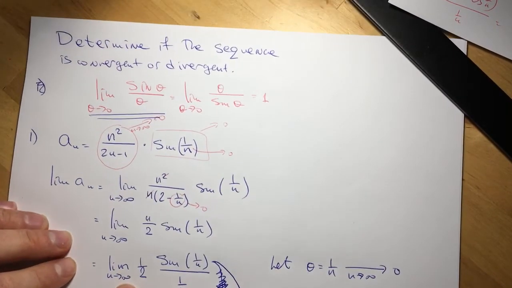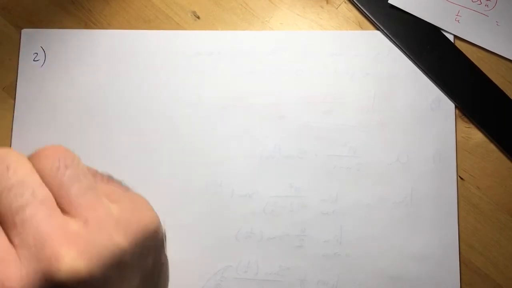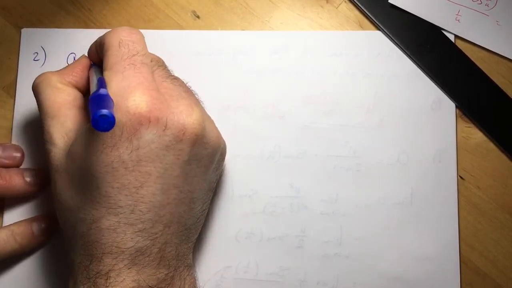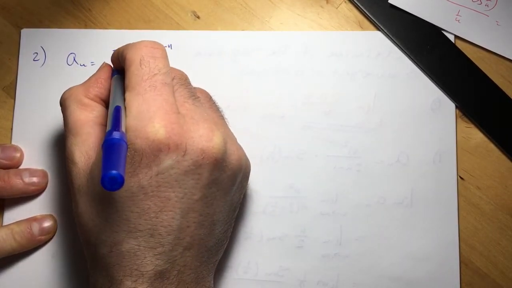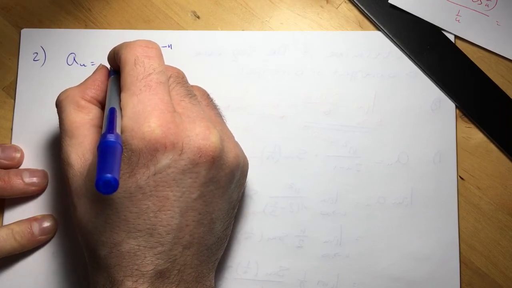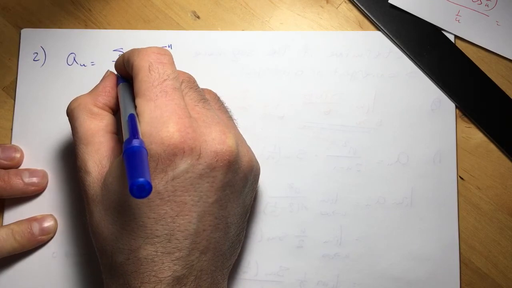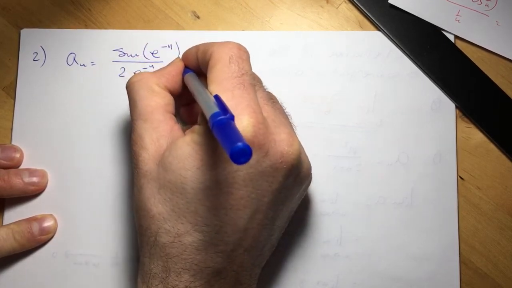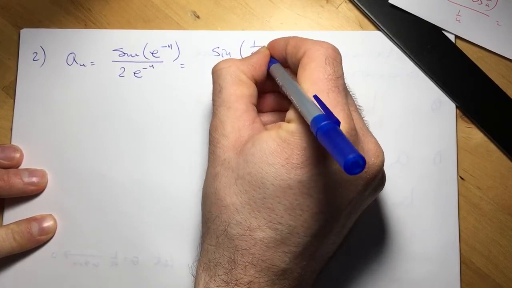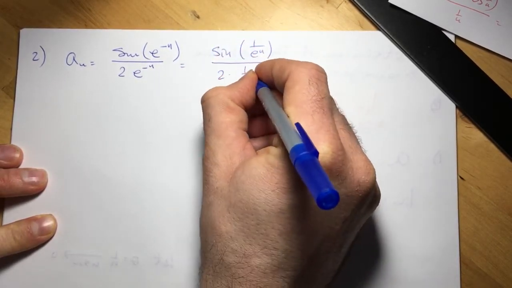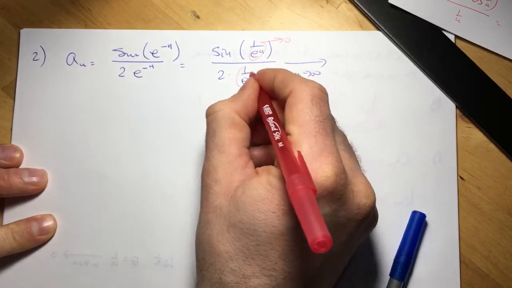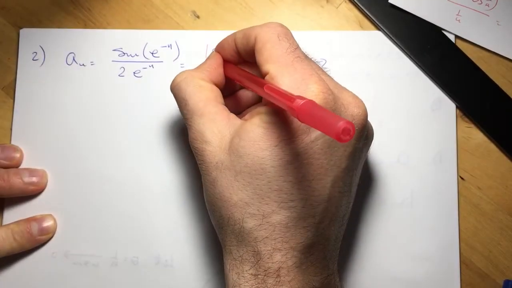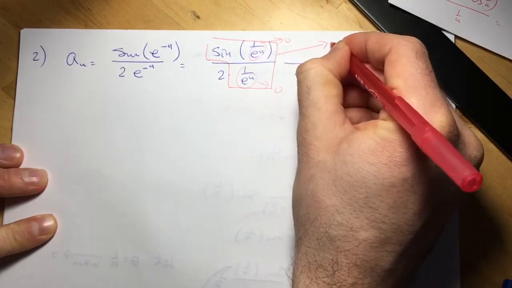Okay? Now usually they give you different versions of this limit. Let's say a_n is equal to sine of e to the power negative n over 2 times e to the power negative n, okay, which is sine of 1 over e to the n over 2 times 1 over e to the n as n goes to infinity. This ratio approaches 0, and this ratio also approaches 0 at the same rate. So the limit of this ratio goes to 1.